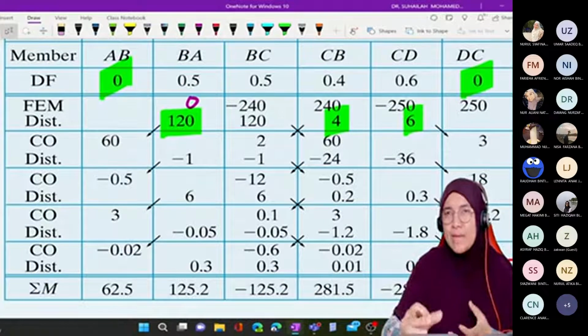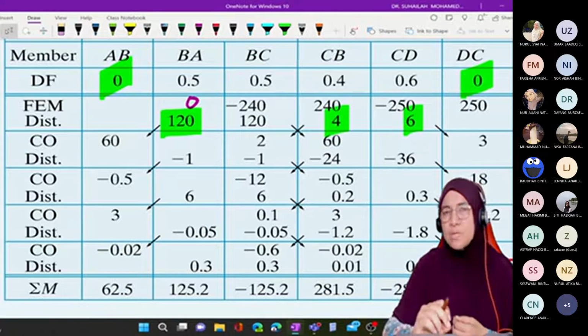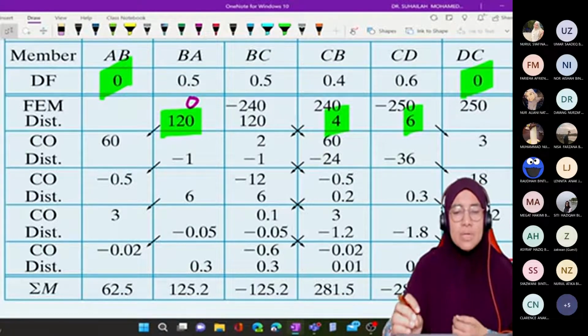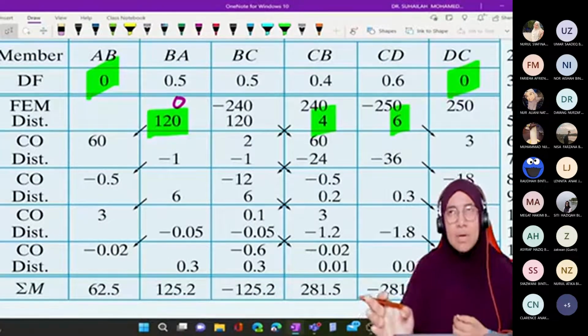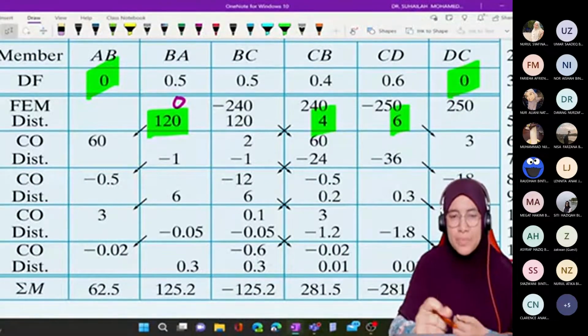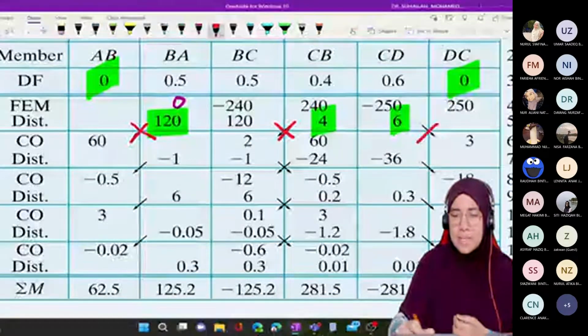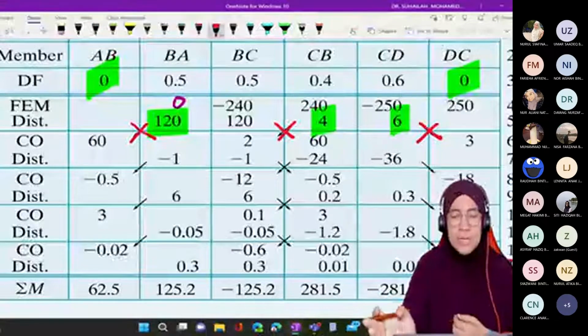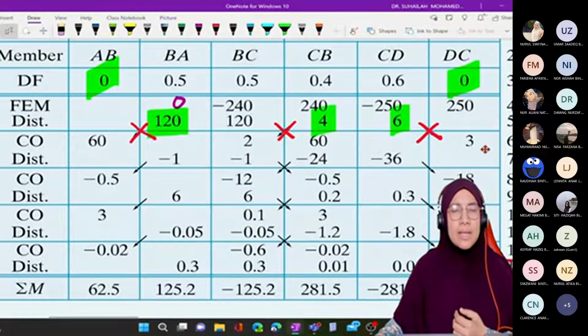We have to carry the value over by multiplying with the factor. And for the factor we have to consider the end condition. Since A and D are both fixed ends, that is why all values we divide by 2. It is actually like this: all values we divide by 2, we get 60, 2, 60, and 3.